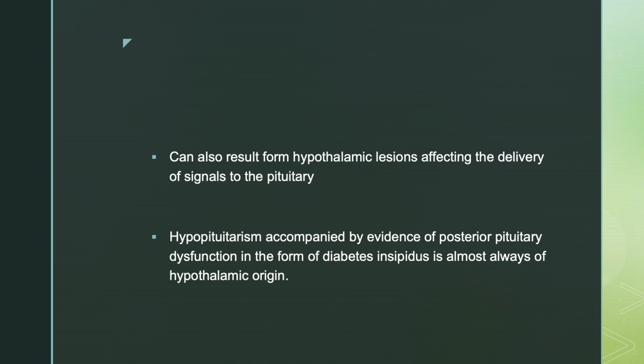Specifically, when there is hypofunctioning of the anterior pituitary associated with failure of the posterior pituitary, meaning failure of secretion of the posterior pituitary hormones, namely oxytocin and antidiuretic hormone, resulting in diabetes insipidus, this reflects that the most likely origin of the disease is the hypothalamus.